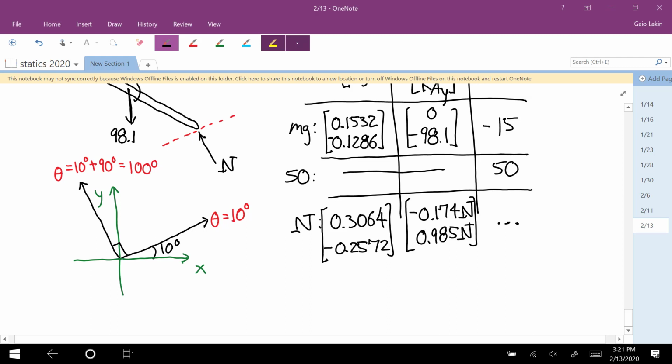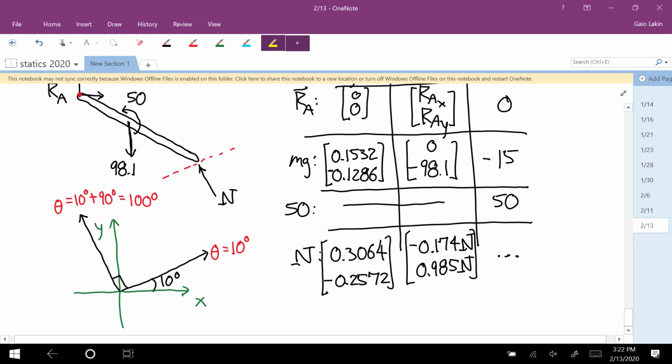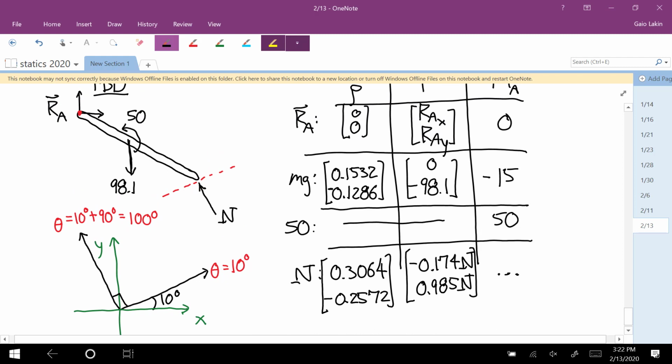Any questions about that? Yeah, that's from A to the halfway point. Okay. Yep. Because all those row vectors are from the about point, which is A, to where the force is applied.